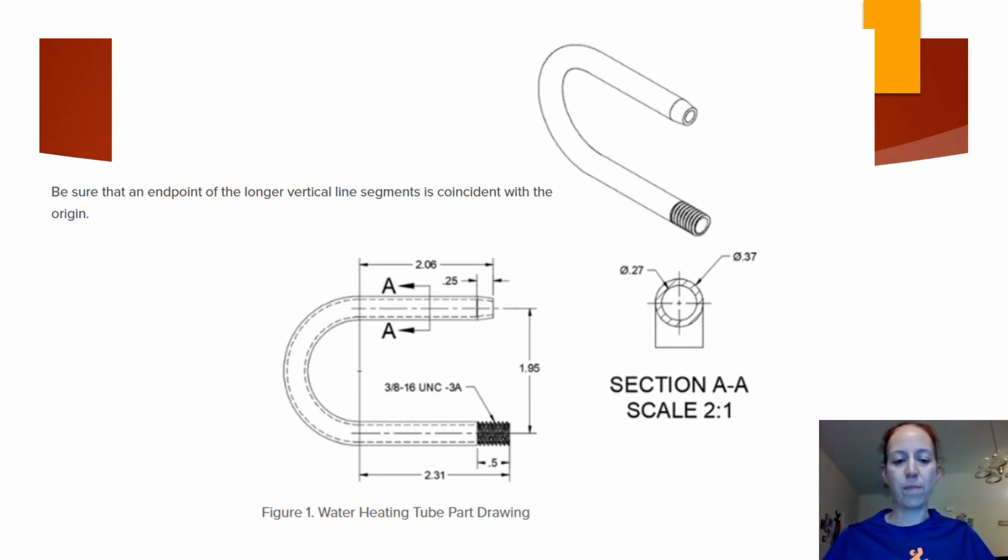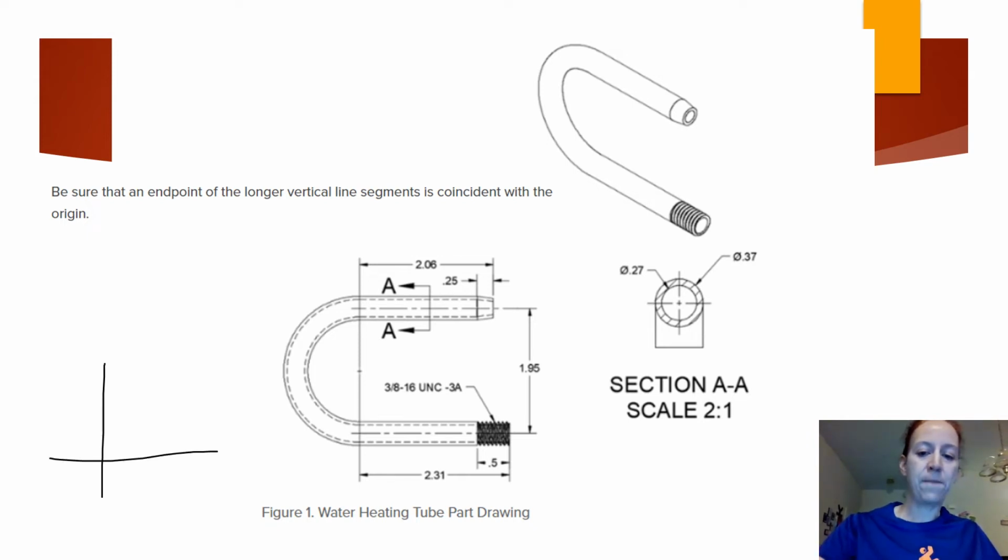I'll turn the pen back on, if I can hit the right part of the touchpad. So here's the XY plane. And then we're going to draw something that looks like that. And you'll notice that one end of this water pipe is longer than the other, but you want it to start at the origin. So that'll be our path.